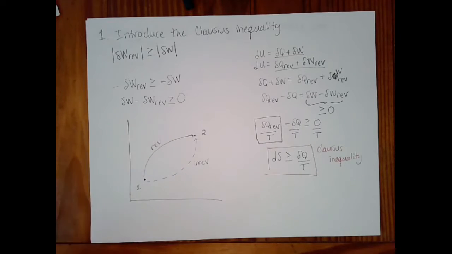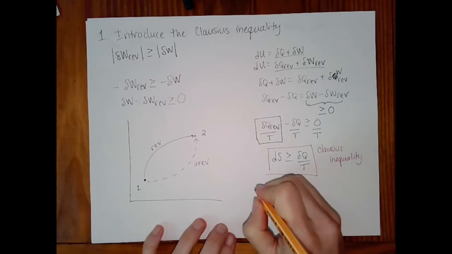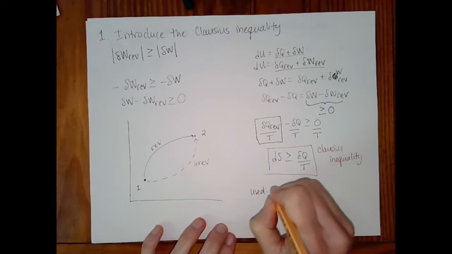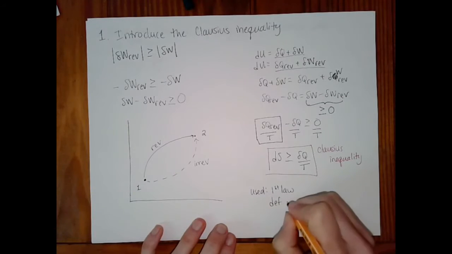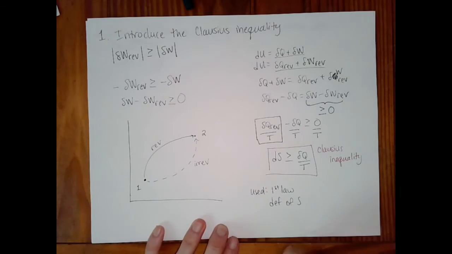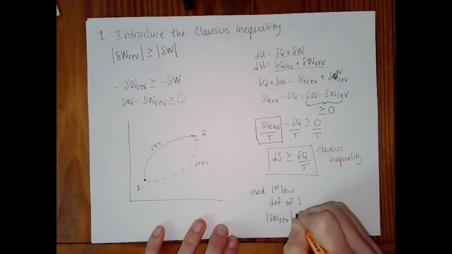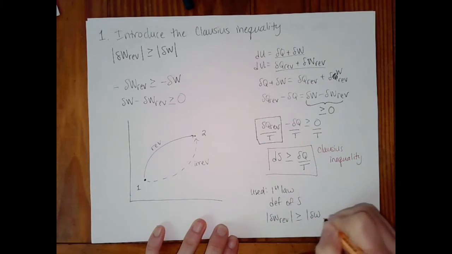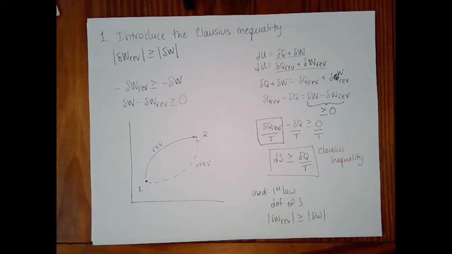And I want to point out that what we used to arrive at the Clausius inequality was the first law. We used the thermodynamic definition of entropy, and we used the idea that reversible work is the maximum amount of work we can get out of a system. So these three ideas led to this Clausius inequality.